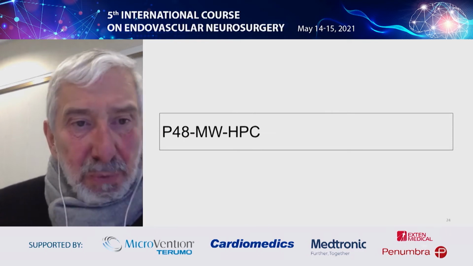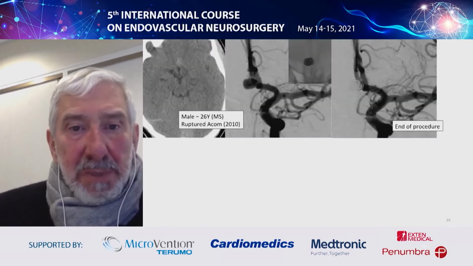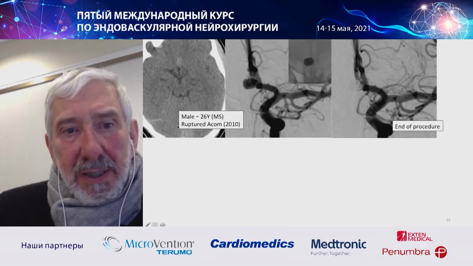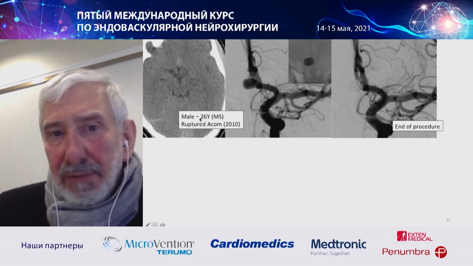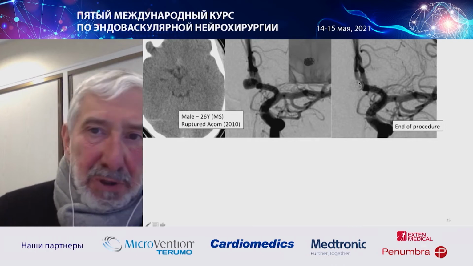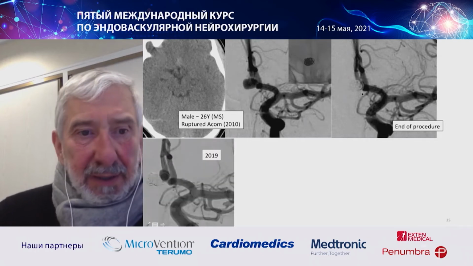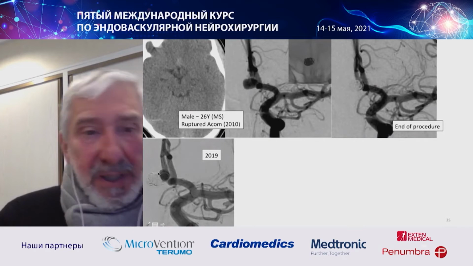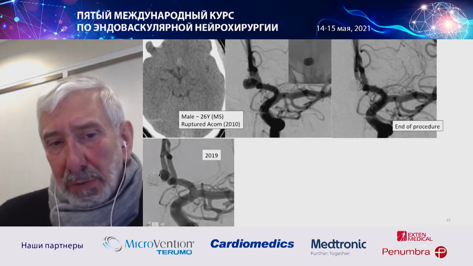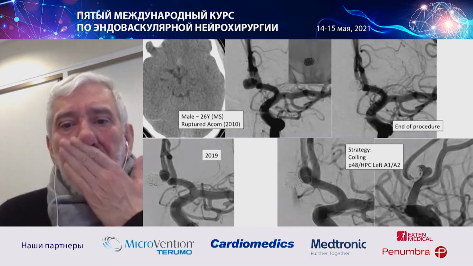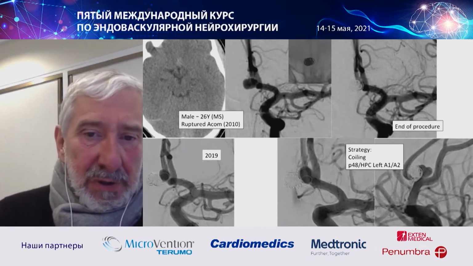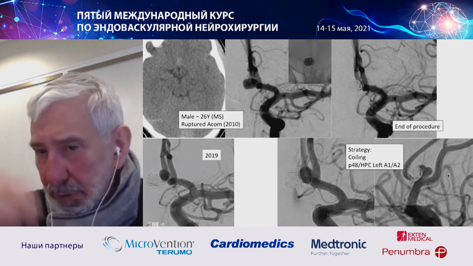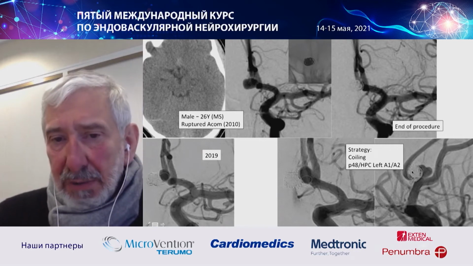Now an example with a P48 MW HPC. It's a male, 26 years old. He was treated in 2010 for a ruptured ACOM aneurysm. You see the treatment, it was not too bad. But in 2019, we have a large aneurysm recurrence. Now, what we do, as soon as we can, we place some coils in the aneurysm sac, and we add a flow diverter to prevent a new recanalization. So it's what we have done here.